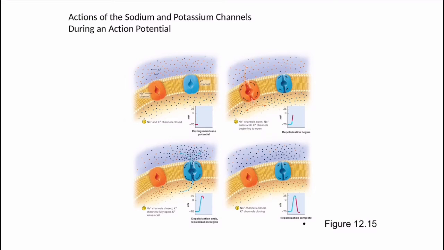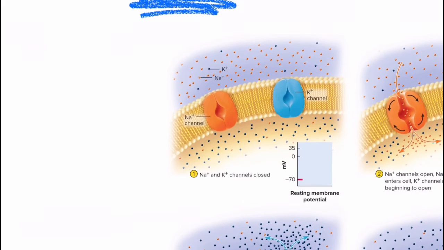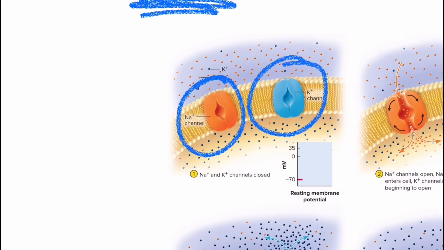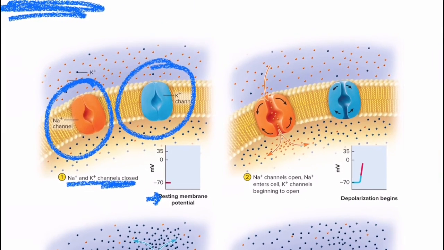During the action potential itself, we want to take a look at two very important positive ion channels. Those channels are going to be the sodium and potassium. Here's the sodium channel and potassium channel here. Both of them are closed when we're here at resting membrane potential. They're sleeping, they're turned off. That's just where we're at.